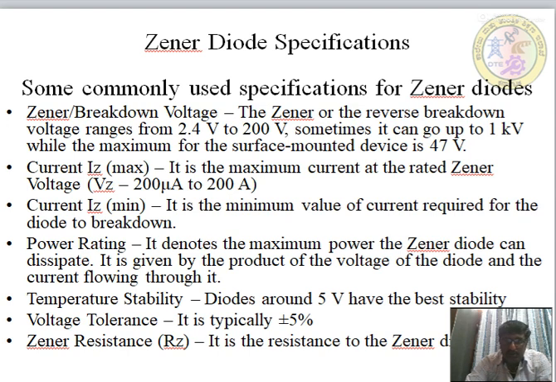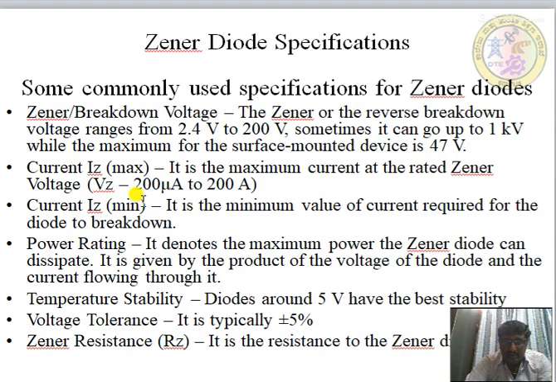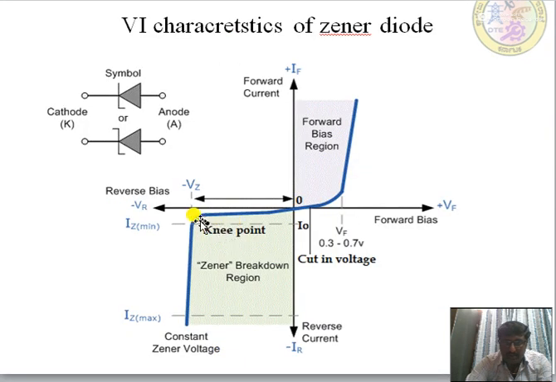So normally the Zener diode will be having 47 volts, and the current constant IZ max is the maximum current at the rated Zener diode voltage, that is 200 microamps to 200 amps. As we have seen, there are two parts, IZ minimum as well as IZ max. IZ max will be 200 microamps to 200 amps, and IZ minimum is the minimum value of the current required for the diode to break down. That is represented by I naught.